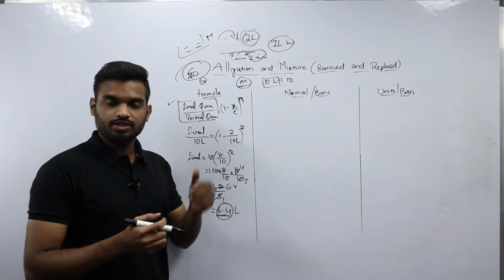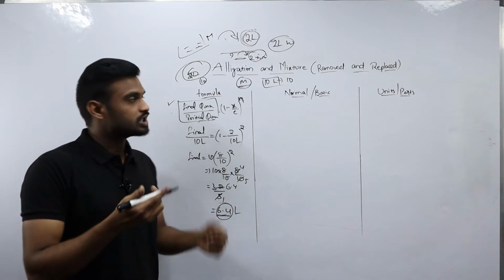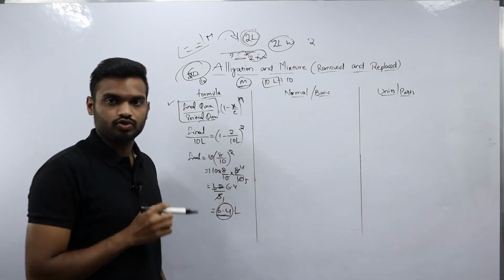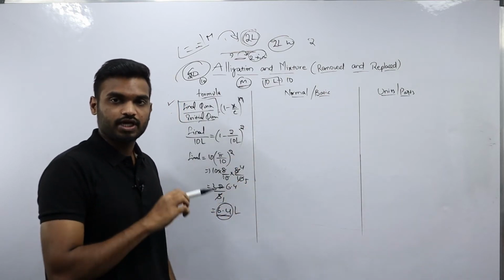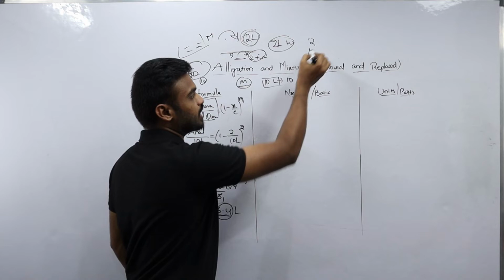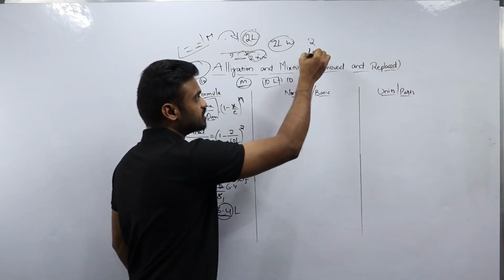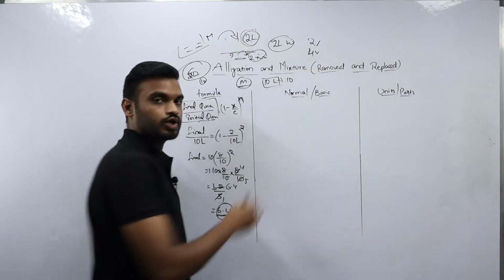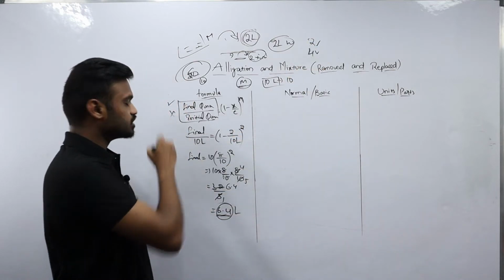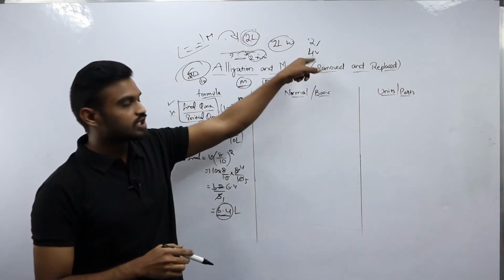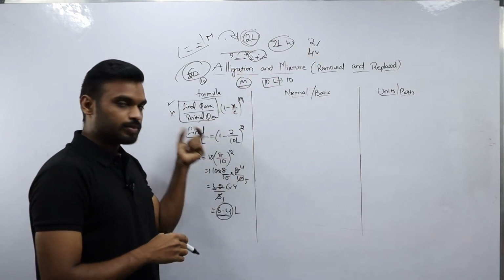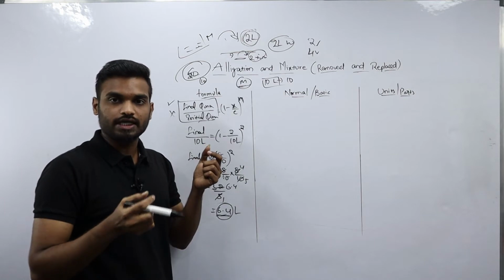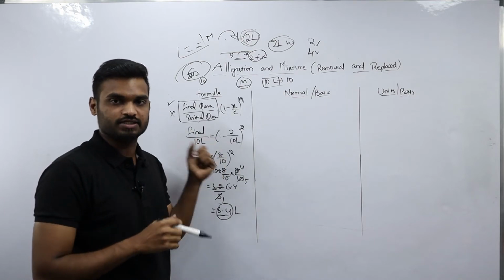Suppose in the first case I have taken 2 liters out and replaced it with 2 liters of water, and in the second case I have taken out 4 liters and replaced it with 4 liters of water. Then the quantities are different in the first and second case, so we can't use this formula to solve the problem. This formula is used when the quantities are the same in all the cases, that is, the taken out quantity and replaced quantity are the same in all the cases.